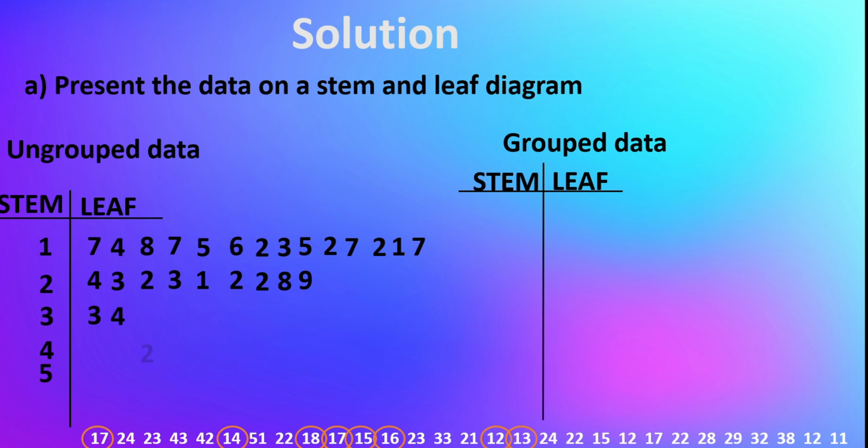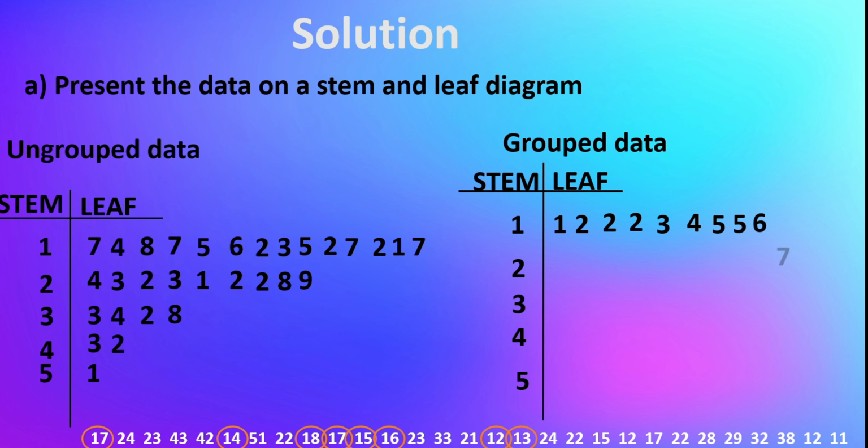We just do the same thing again. Now for our grouped data, we will take these numbers and arrange them in ascending order, starting with the smallest all the way up to the biggest. Our stem will remain as 1 up to 5. We just say 1 for 11, 2 for 12. We have three 12s. Again, just write them in ascending order, from the smallest all the way up to the biggest.